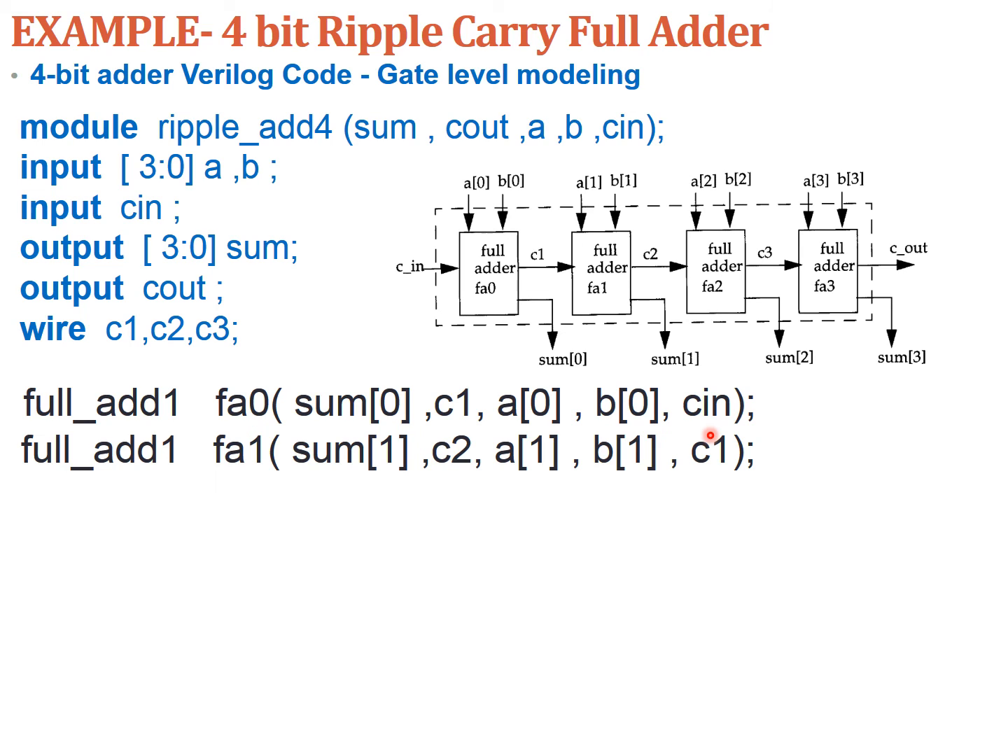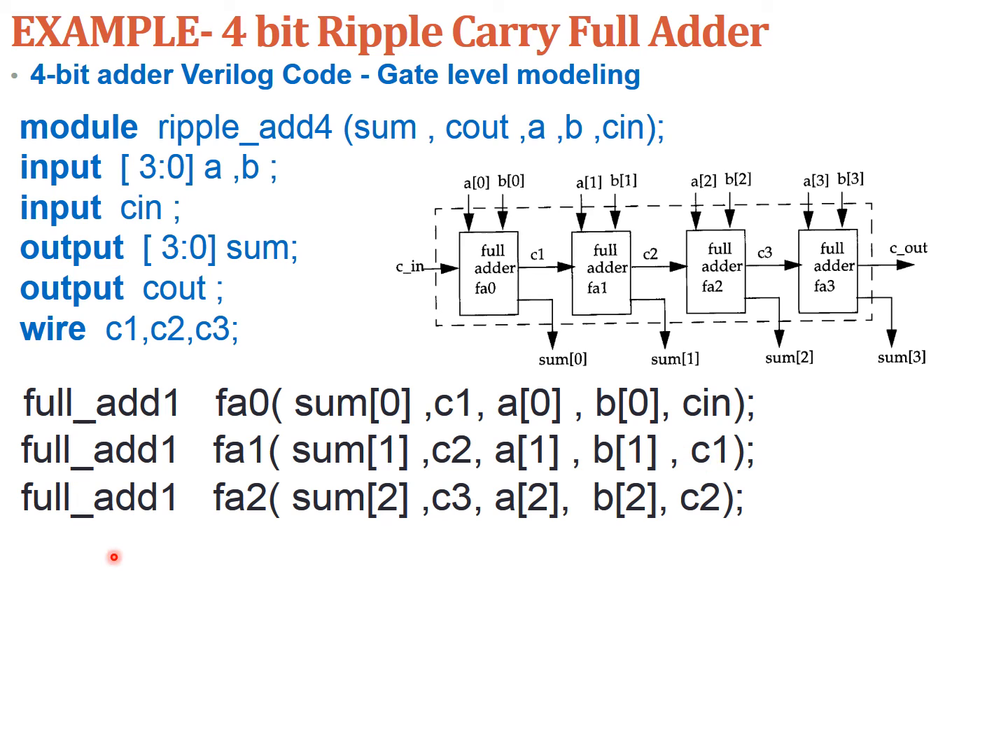Similarly, let's call the same full adder gate level modeling a second time. The same name has to be used, but the label will change. I am using FA1 here. For the second full adder, what are the output variables? We have sum of 1 in the diagram, so we've written sum of 1. The carry output is named here as C2, so we have listed it as C2. The inputs are A of 1, B of 1 and C1, so A of 1, B of 1 and C1 are listed.